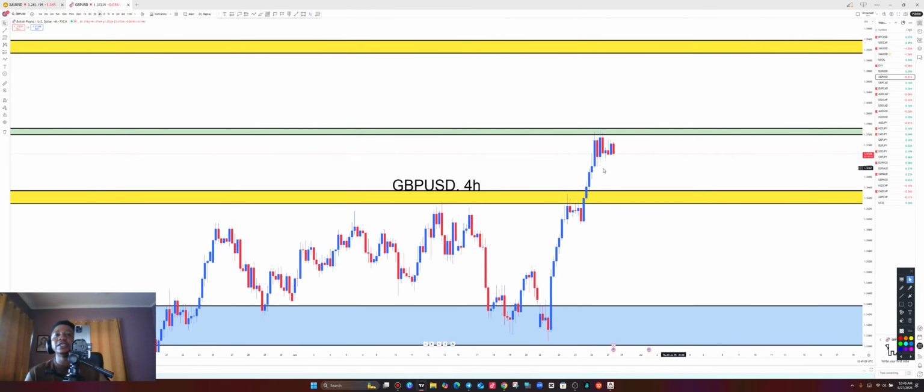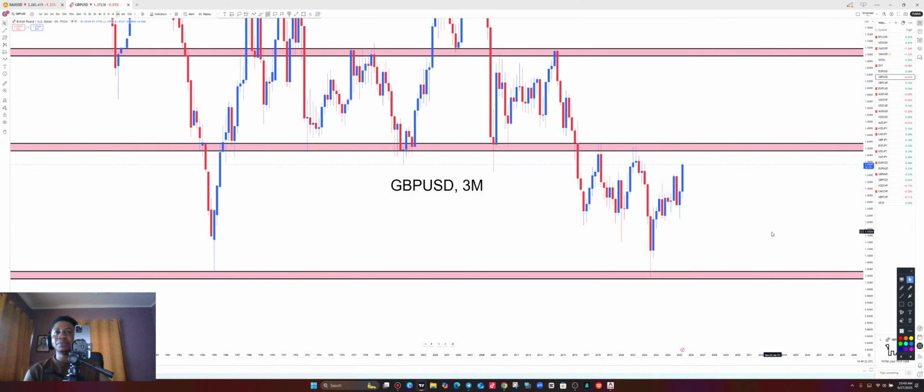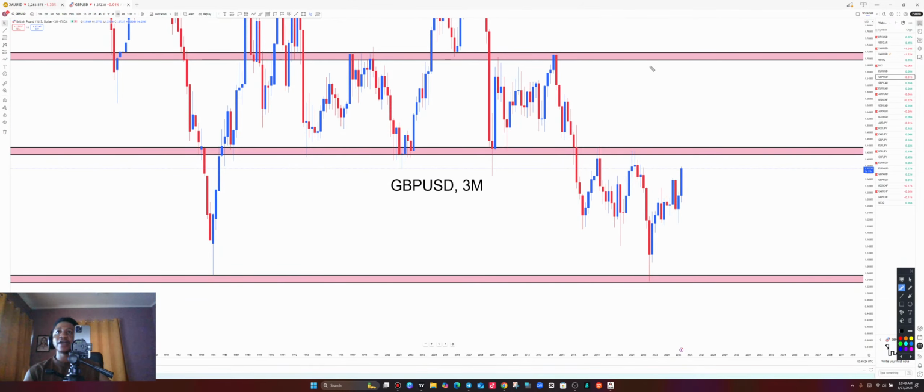So this is GBP USD. Let's start the analysis from the 3 months time frame. All right. So this is the 3 months time frame of GBP USD. On the 3 months time frame, we have the upper zone, the mid-range zone, and then the lower zone. Price has seen buy pressure from a support level. It is going all the way to a next resistance level to complete an equal high.